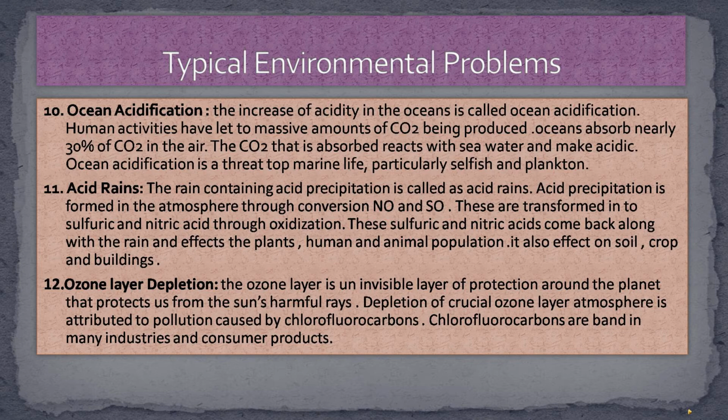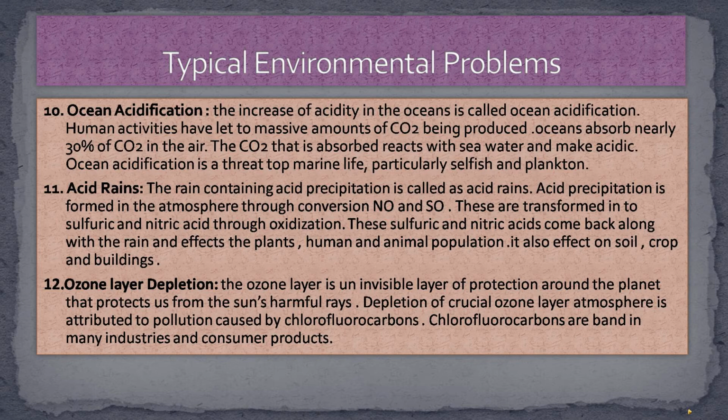Next, another environmental problem is acid rain. Acid rain we also discussed in a previous video. Now we are going to see acid rain. The rain containing acid precipitation is called acid rain.